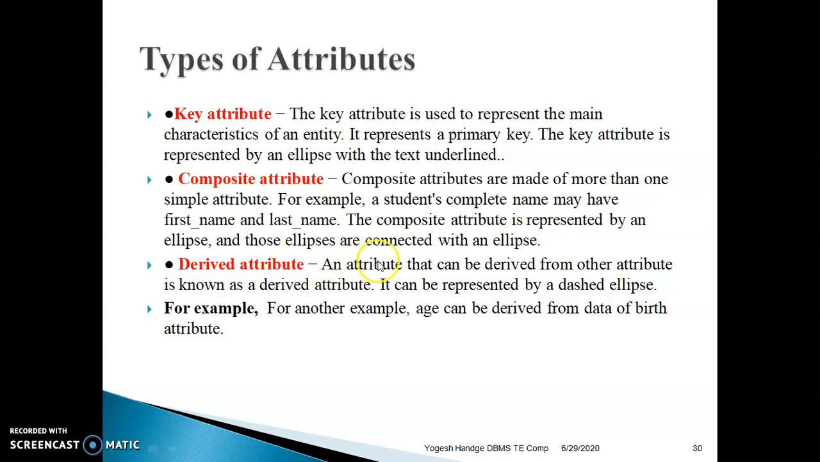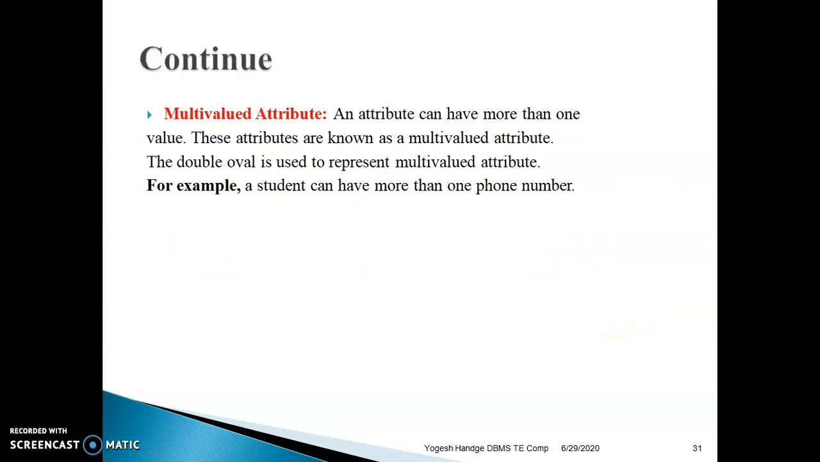The derived attributes. An attribute that can be derived from another attribute is known as a derived attribute. It is represented by a dashed ellipse. For example, age can be derived from the date of birth attribute. Multi-value attributes. An attribute can have more than one value. These attributes are known as multi-value attributes. A double oval is used to represent multi-value attributes. For example, a student can have more than one phone number.